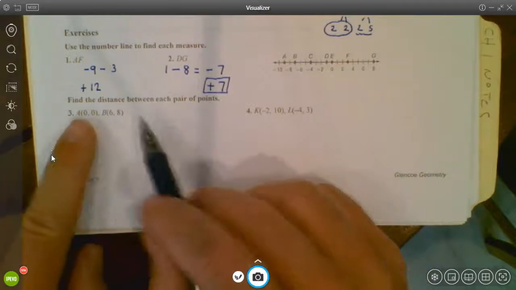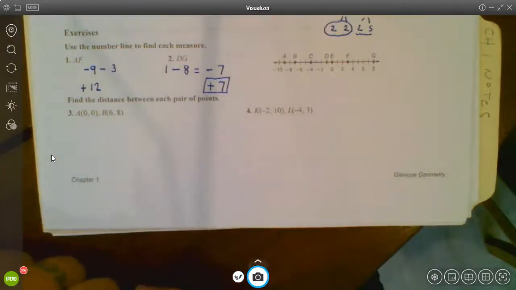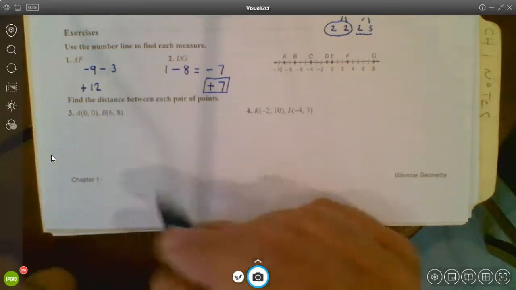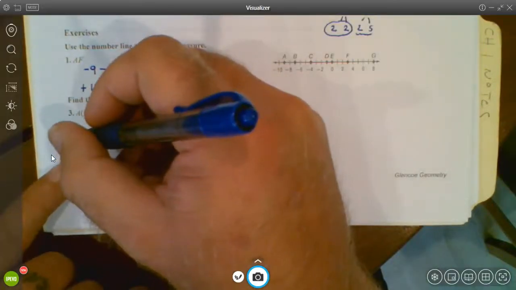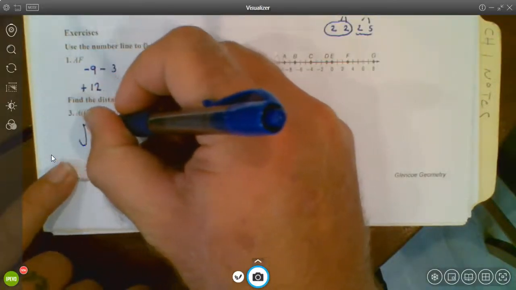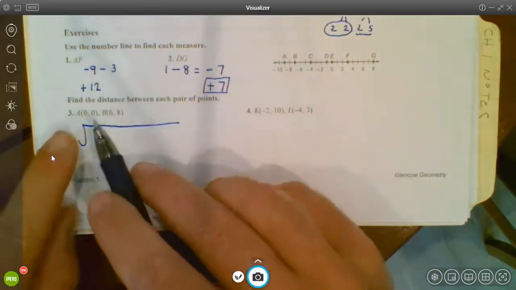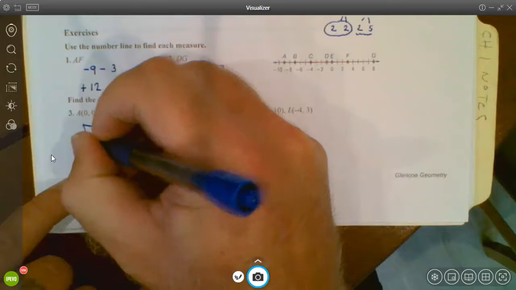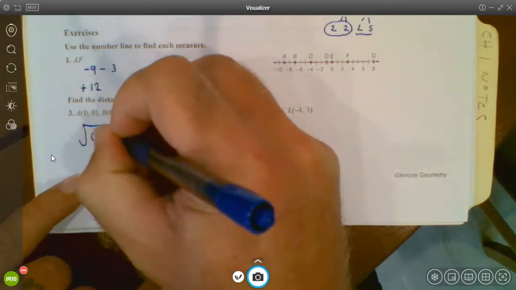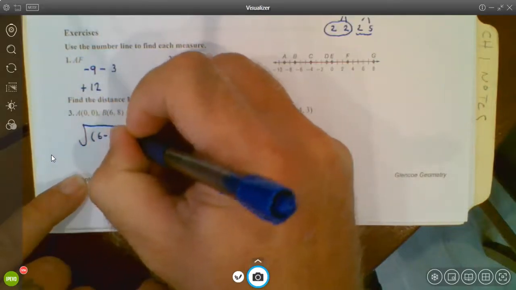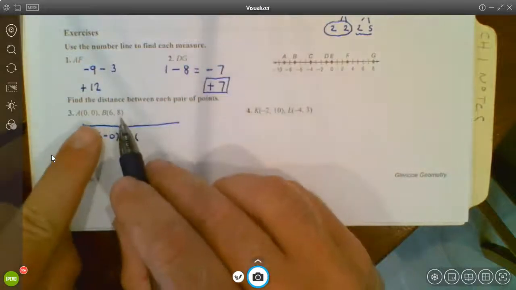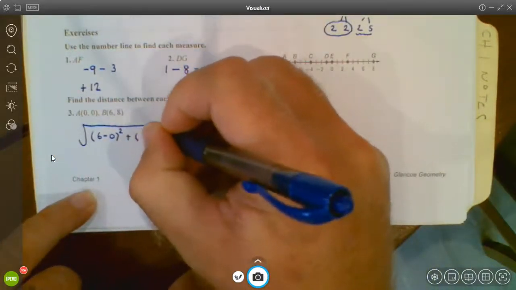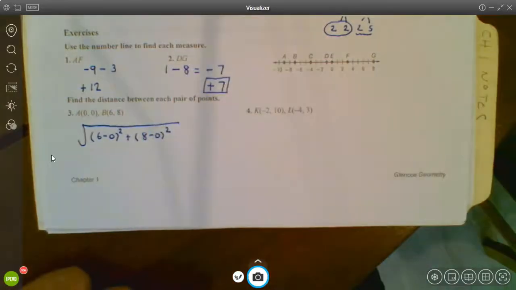Find the distance between each pair of points. Okay, so now we are no longer going from left to right or bottom to top. These guys would go at an angle, okay, if we were to do that. So we're going to throw those into our distance formula, which is all under this big radical. So I'm going to find the difference in my x's, so the 6 and the 0. I'm going to find the difference in my y's, which are 8 and 0. And then we're just going to do a little cleanup on that.